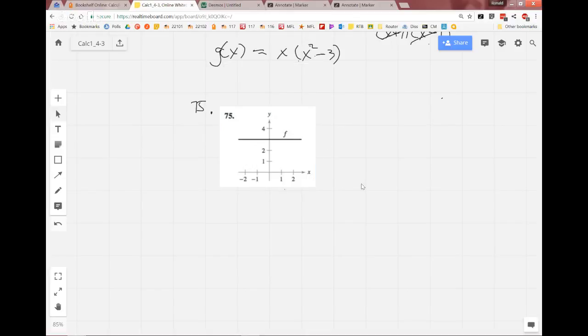So that's the function. What's the derivative? Well, what's the derivative of a horizontal line? It's 0. So it's not very interesting, but that's the derivative. Because forever, the slope of the tangent line is 0. So, I mean, that's it for number 75.